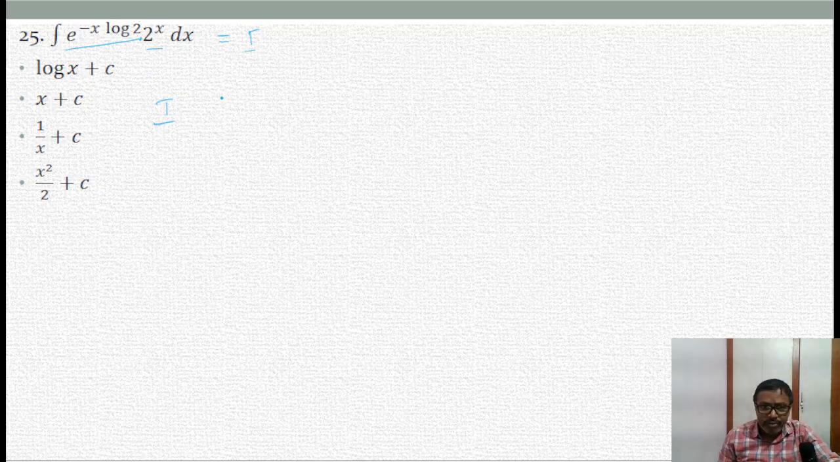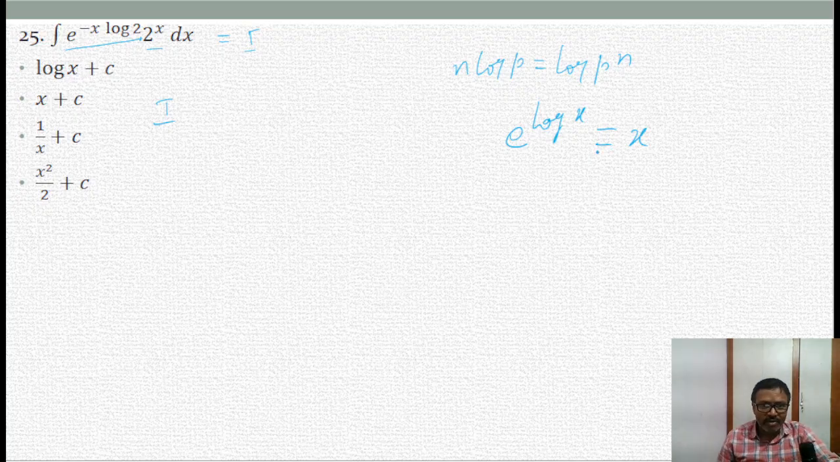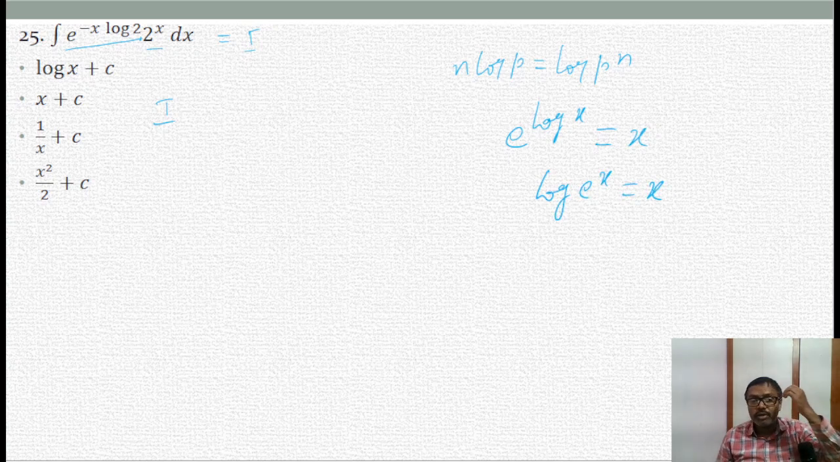Now n log p can be written as log p to the power n, and we know e and log are inverse functions of each other, so e power log x will give you x, because the composition of inverse functions is the identity function. So e power log x is x, also log e power x is x, because these two are inverse functions.